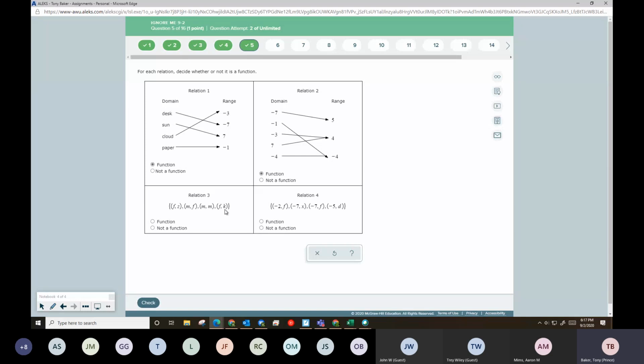F, M, M, F. So M is twice. So I have an F and an M. So that's not a function. -2, -7, -7. So -7 appeared twice. I have an X and an F. So that's not a function.